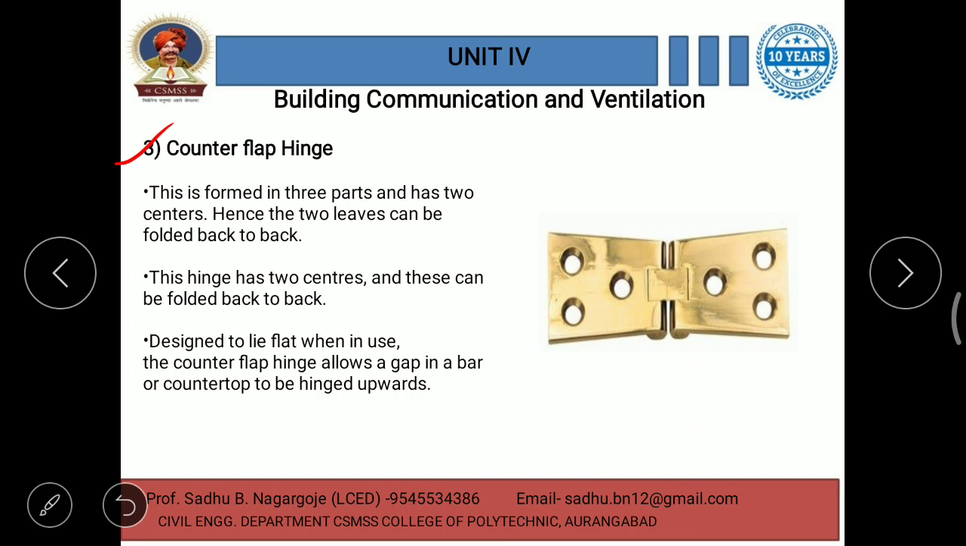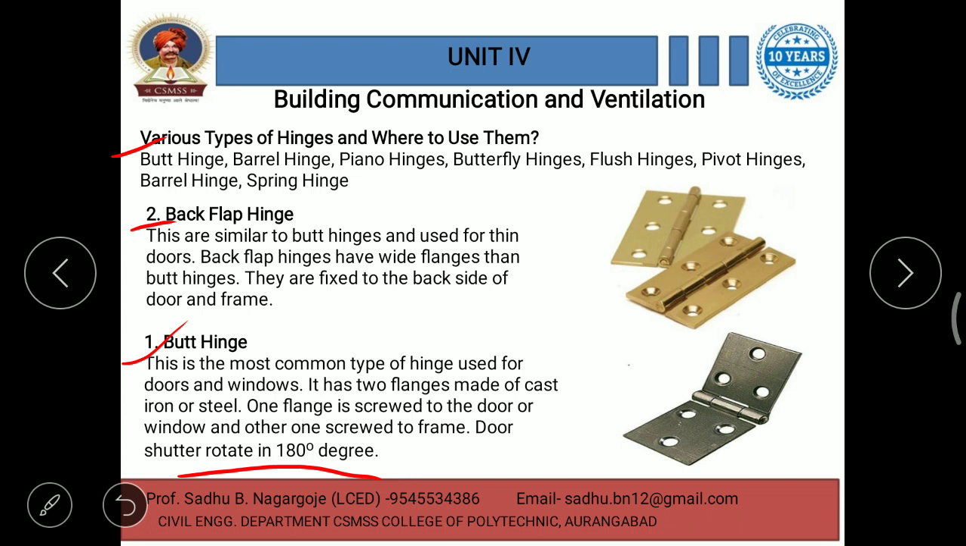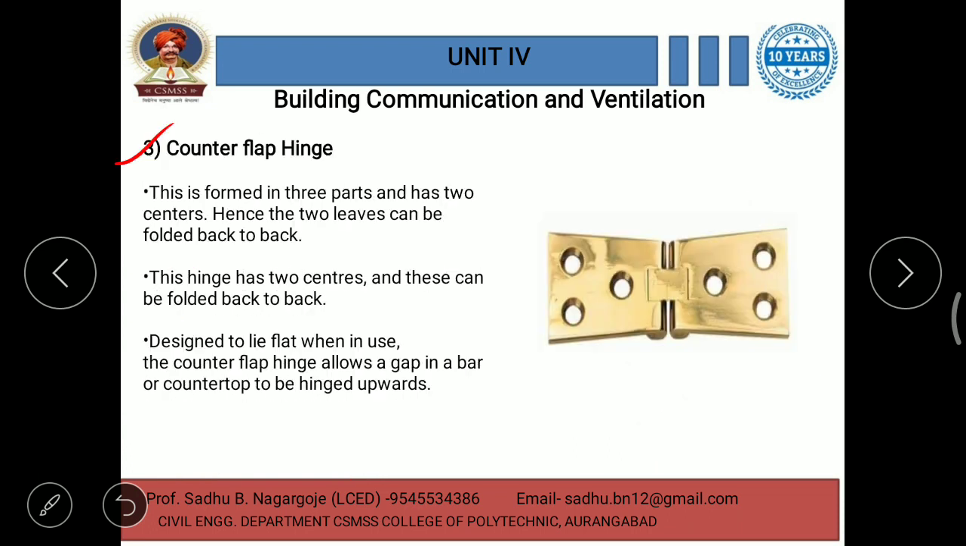Remember, we are seeing again the types of hinges. First butt hinge, then back flap hinge, third counter flap hinge. This is formed in three parts and has two centers. Hence, the two leaves can be folded back to back, as you can see clearly in this picture. Designed to lie flat when in use, the counter flap hinge allows a gap in a bar or countertop to be hinged upwards.